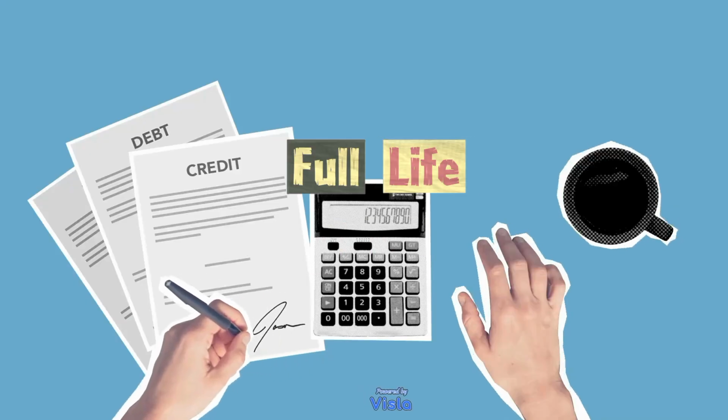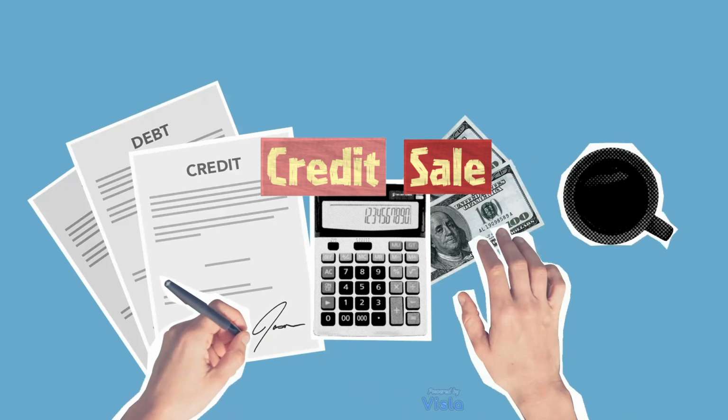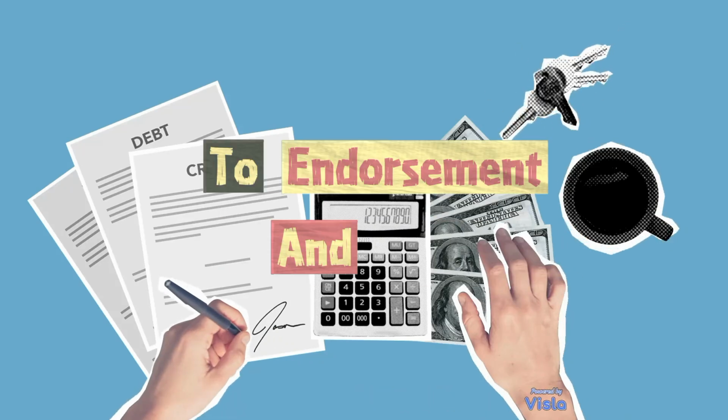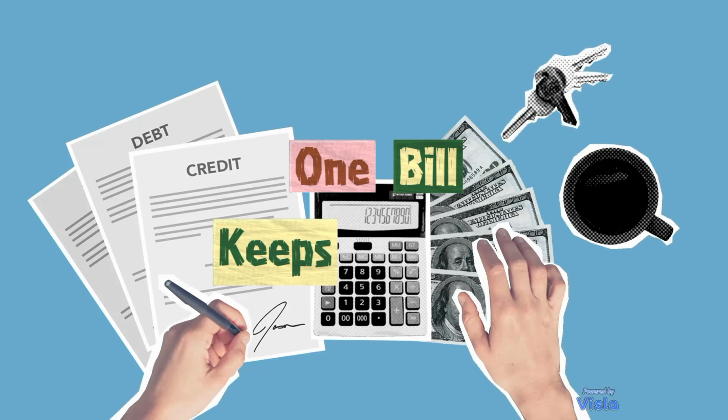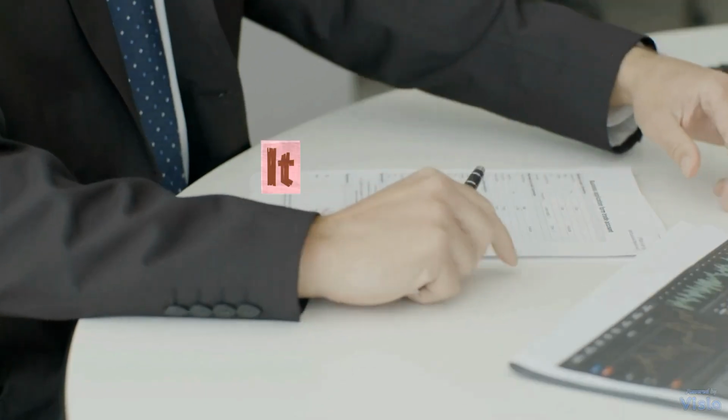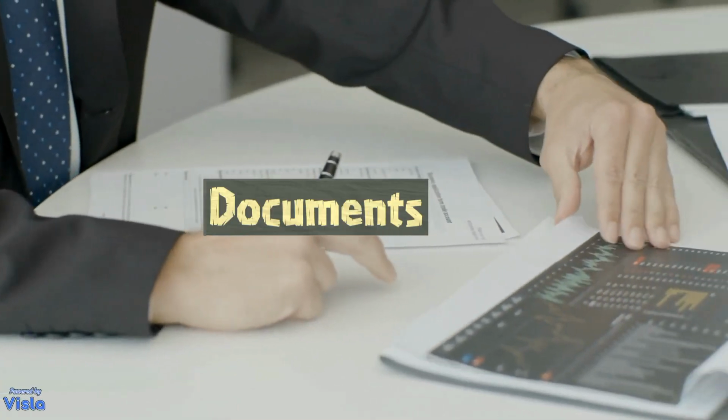And that is the full life cycle. From credit sale, to acceptance, to maturity, to discounting, to endorsement, and even dishonor. One bill keeps changing form while the accounting stays precise. It protects cash flow, documents debt, and keeps business moving smoothly.